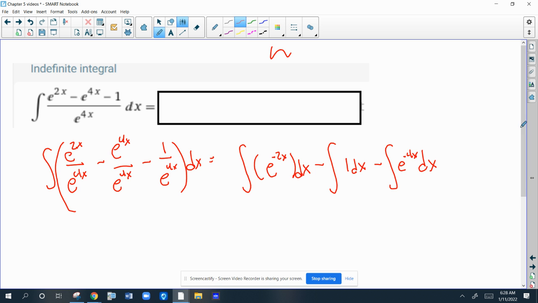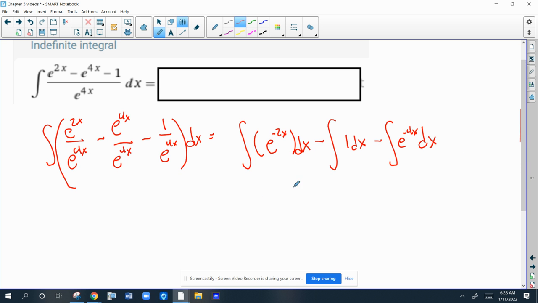And now you just have three separate integrals, and they're pretty easy integrals. For the first integral, you would let u be 2x. And we're going to do the same thing with the last integral, except we're going to make it negative 4x. So we're not even going to show the work because you're going to see what happens. If you make u negative 2x, du is negative 2 dx.